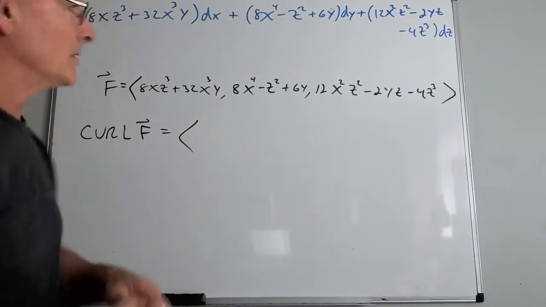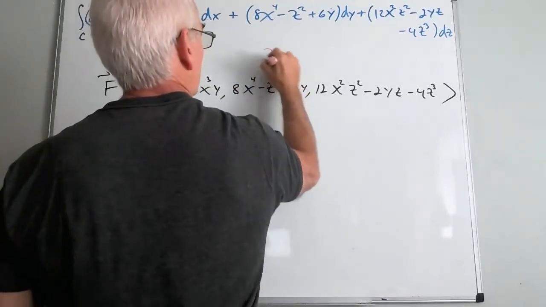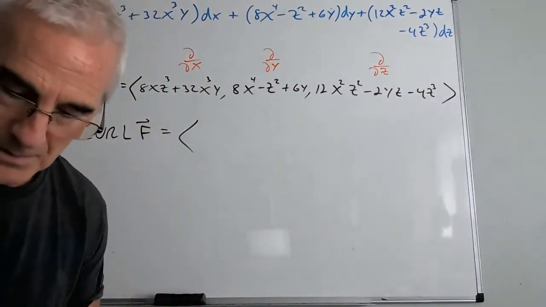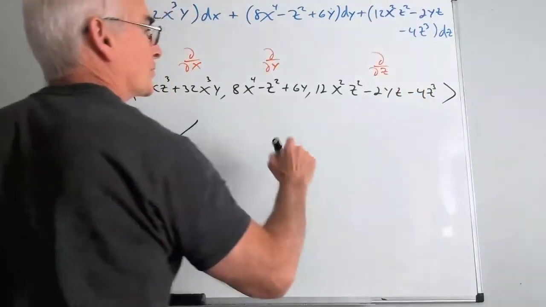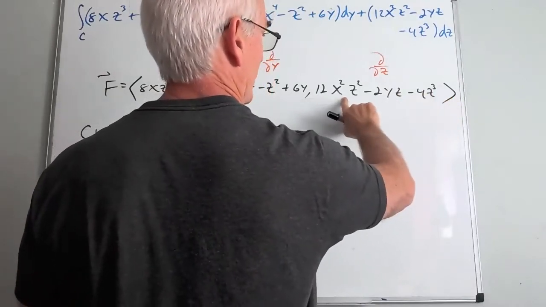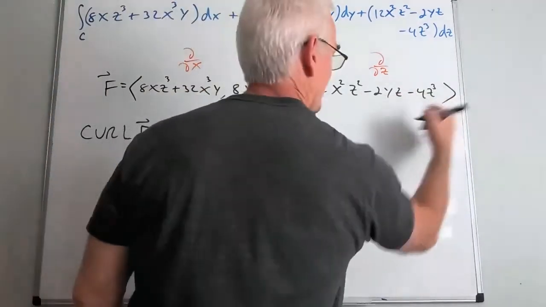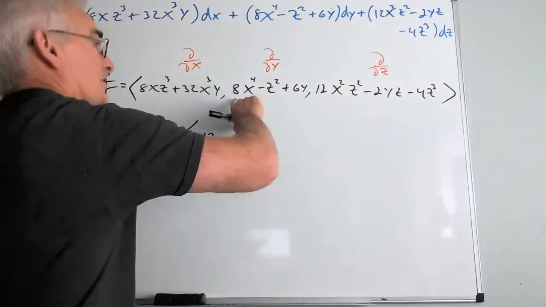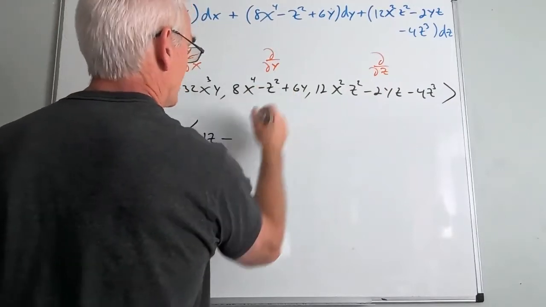Now let's do this. This is why I said, just to make it easier on yourself, put these right above it. So what are we going to do? The partial with respect to y of this term, that'd be 0. With respect to y of the next, that'd be negative 2z, and that's it. Minus the partial with respect to z of this, that'd be 0, that'd be negative 2z, that'd be 0.